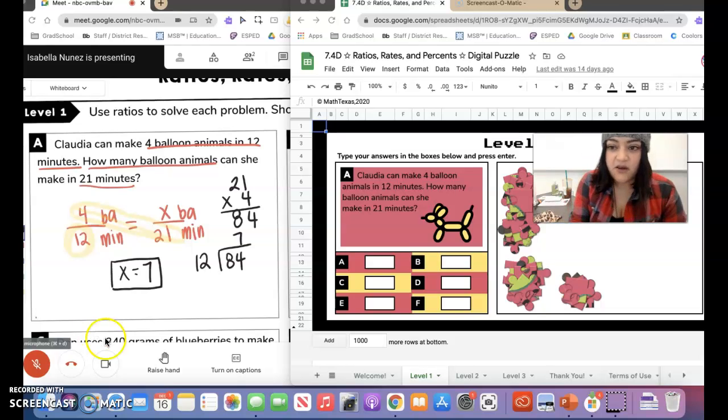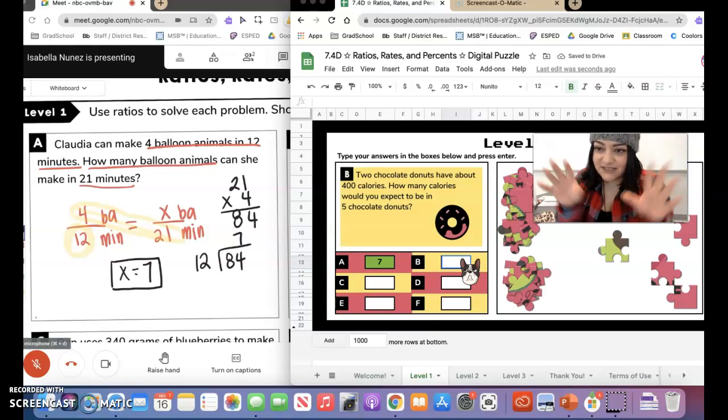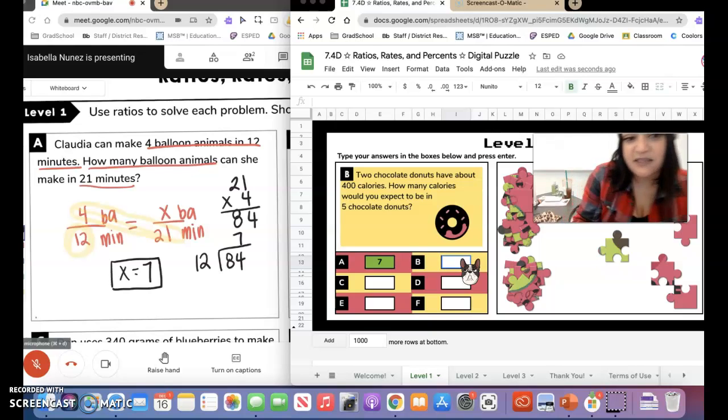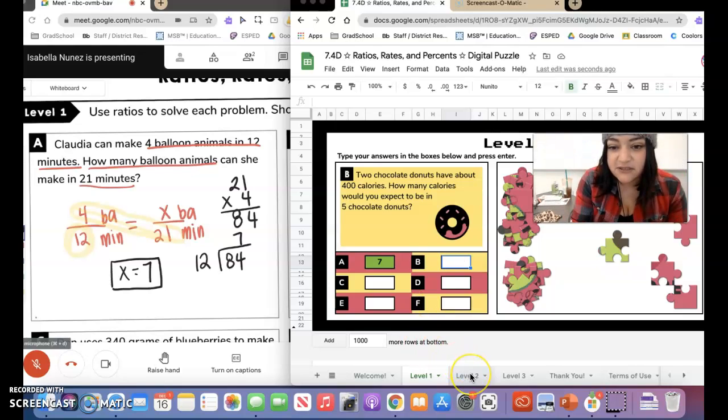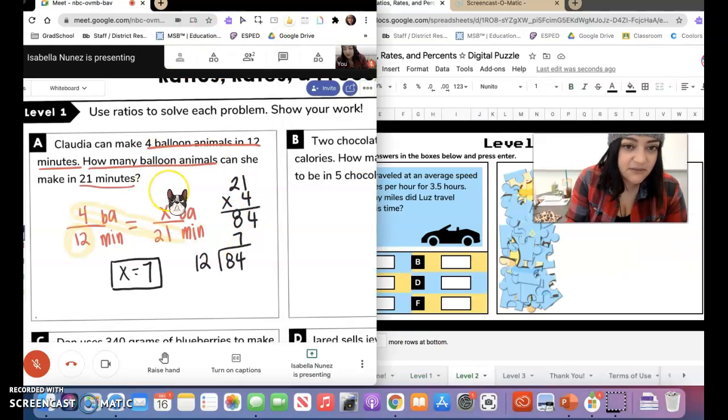I'm going to come over here to this little box right here. I'm going to type in 7, and when I move on to the next one, it turns green and my puzzle pieces start making a picture. So that's going to be in level 1. If you go to level 2, once you finish this one, you can go to level 2, and let's do an example in level 2. Let me pull it up.